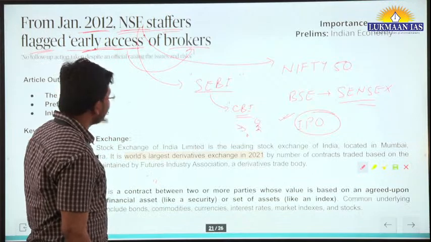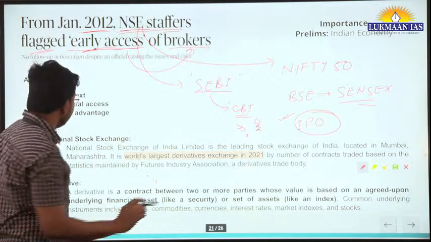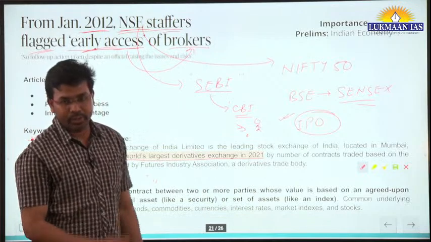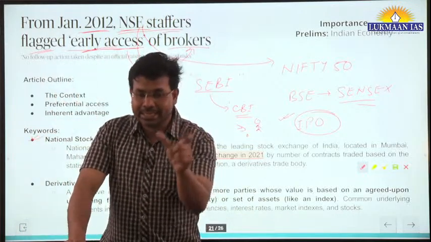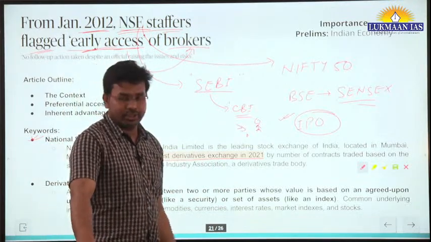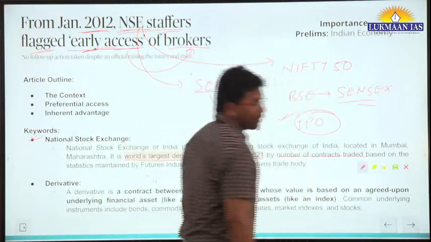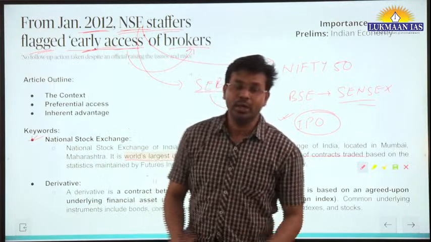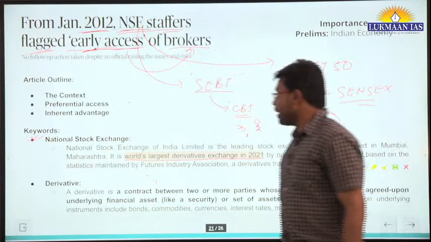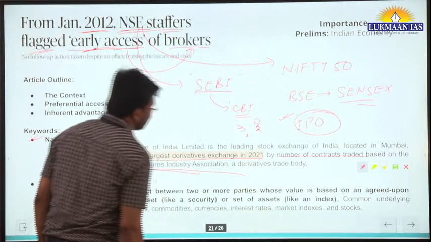Now let us discuss some of the keywords before we move further. We have discussed the National Stock Exchange. It is the world's largest derivative exchange in 2021. In 2021, the National Stock Exchange got this distinction of being the world's largest derivative exchange. Why? Because by number of contracts, the number of contracts traded in 2021 was the highest in the world, and these statistics were maintained by the Futures Industry Association.